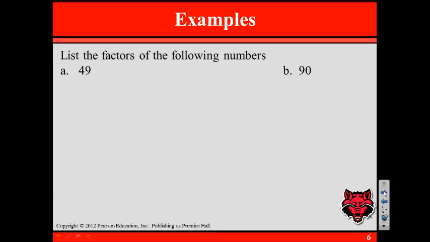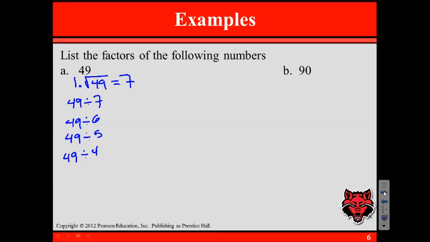Let's try a few more. So we want to list the factors of 49, going through the same process we just saw. We start by taking the square root. And the square root of 49 is 7. Once we find the square root, we want to divide 49 by every whole number between the square root, 7 in this case, and 1. So we divide 49 by 7, by 6, by 5, by 4, by 3, by 2, and by 1.